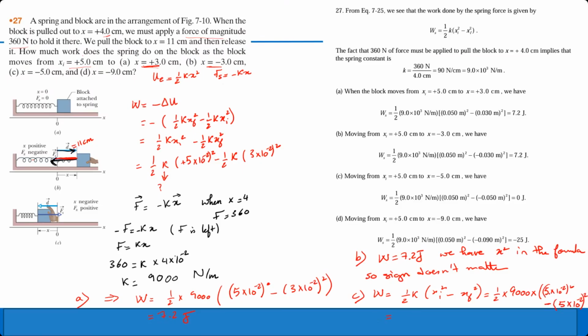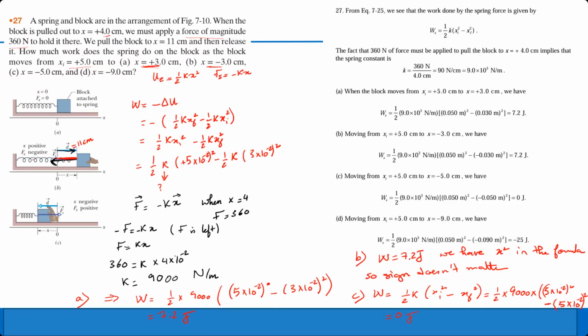Okay. So notice something. I have here 5 squared minus 5 squared. This gives me 0 joules. Why is that the case? I'm studying the case where I'm elongating by 5 centimeters. In that case, the spring is doing negative work. And then I'm compressing by 5, where the spring is going to do positive work. So the negative and the positive cancel out, and you get the net work to be equal to 0.